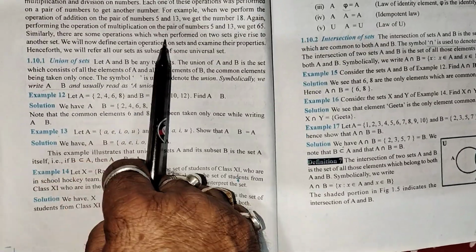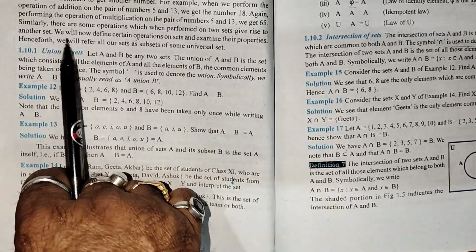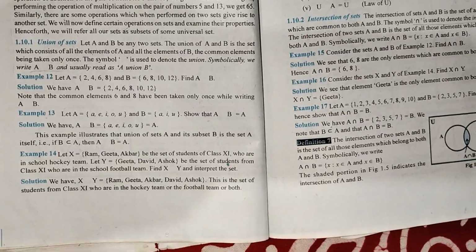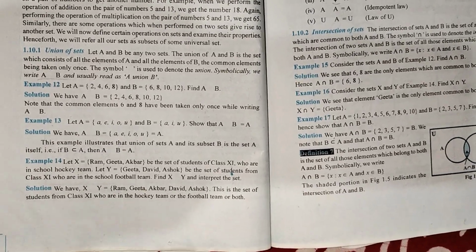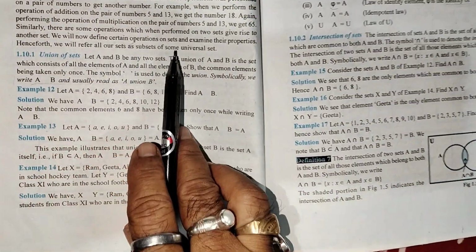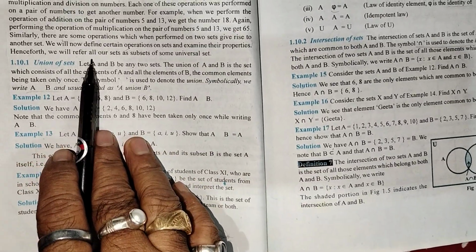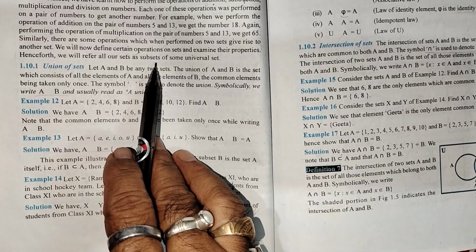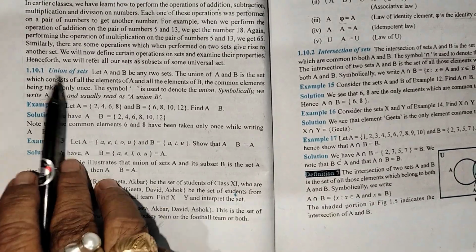Similarly, there are some operations which, performed on two sets, give rise to another set. As with numbers, we multiply, add, subtract. We will now define certain operations on sets and examine their properties. Hence, we will refer to all the sets as subsets of some universal set. Students, union of sets.